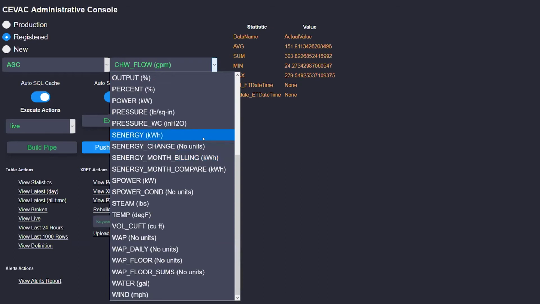So this S energy metric, the S stands for Schneider, are the meter readings from Schneider Electric in kilowatt hours. Fairly simple and straightforward, easy to maintain. But you may notice that there are S energy month metrics. That is, we can aggregate this data on a monthly basis. So this would be S energy data aggregated by month for the purposes of comparison.